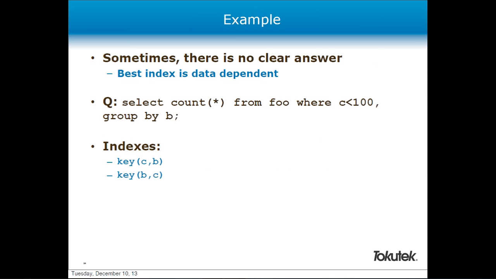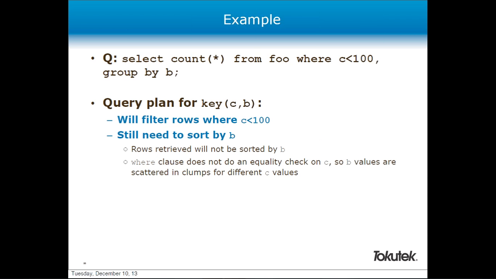Now, sometimes, unfortunately, there is no clear answer, and the best index is data dependent. So take this query: select count star from foo where C is less than 100, group by B. Now, what can you do here? You can have an index of C comma B, or you could have an index of B comma C. Let's see how these compare.